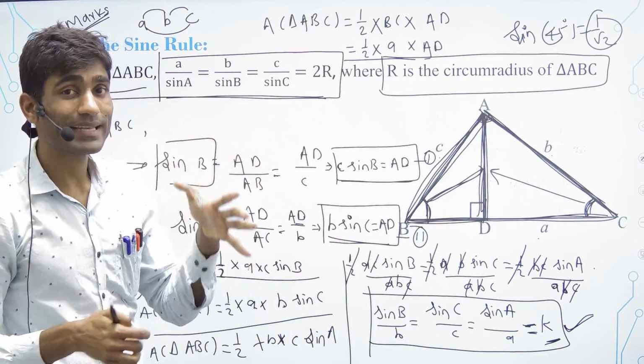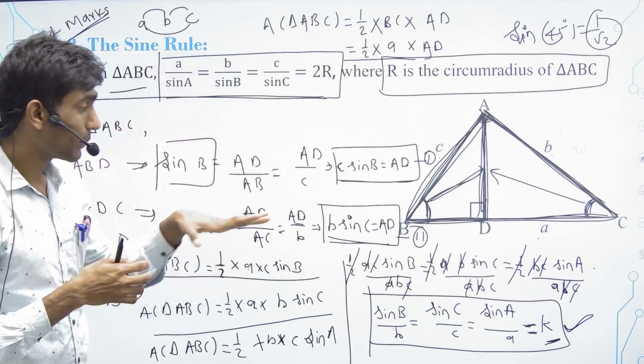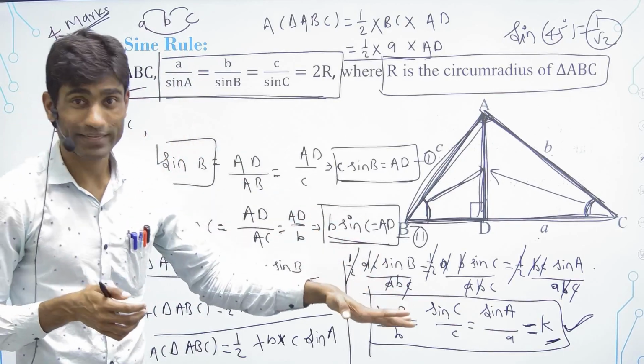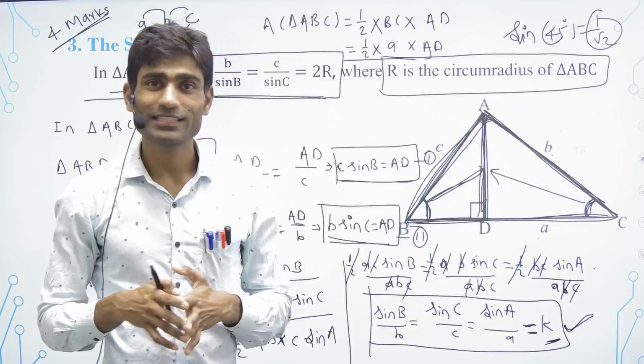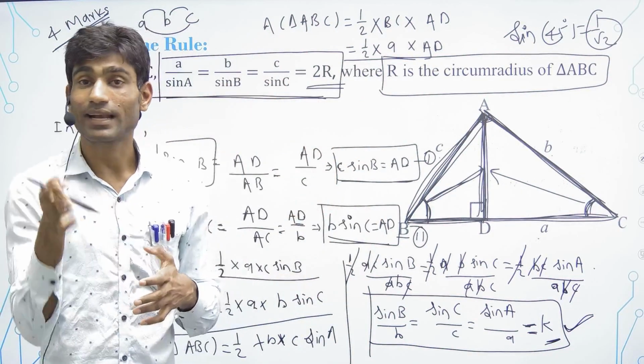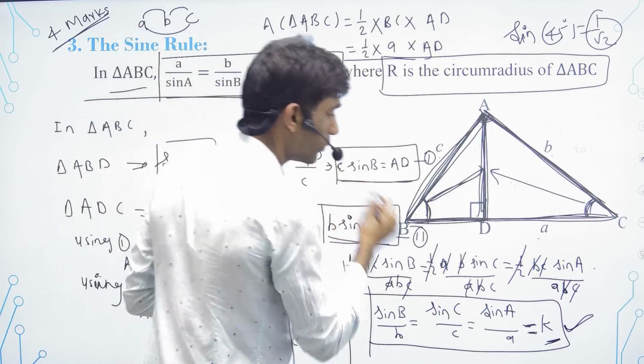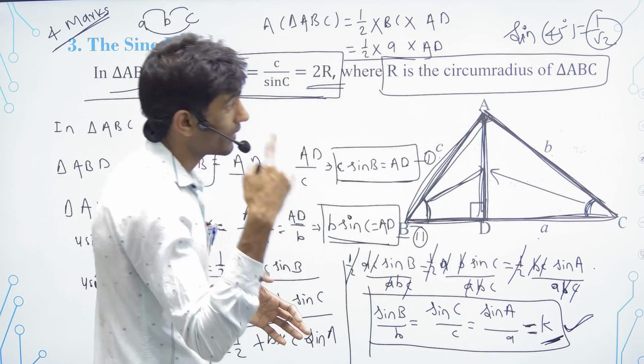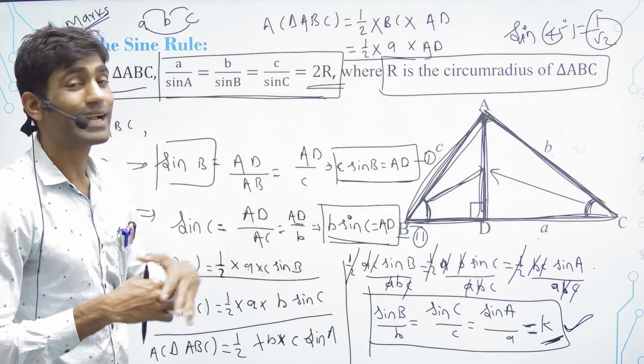I'm expecting that you all have understood this one, but hold on, the proof is not finished here. The remaining part is still remaining. We have to prove that it is equal to 2r. Its right side we have to prove as 2r. We have proved it here as k. Now let's prove the remaining side as 2r.